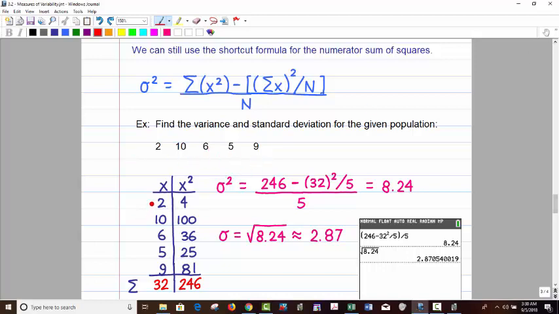The data is 2, 10, 6, 5, 9. So here they are in this column, and then I squared each of those numbers to get this column. The sum on the left is 32, the sum on the right is 246. And then you would take 246 minus 32 squared over 5, because there's 5 numbers. Remember, that number 5 would be the same whether it's sample or population. That makes no difference. It's this bottom number that's the difference. If this had been a sample, that would have been 4. Population, it's 5. So I get 8.24. And then the population standard deviation would be the square root of that number, so roughly 2.87.